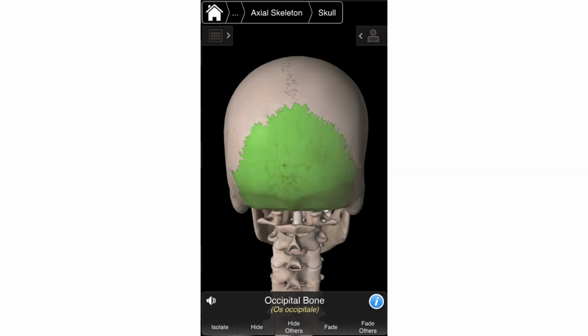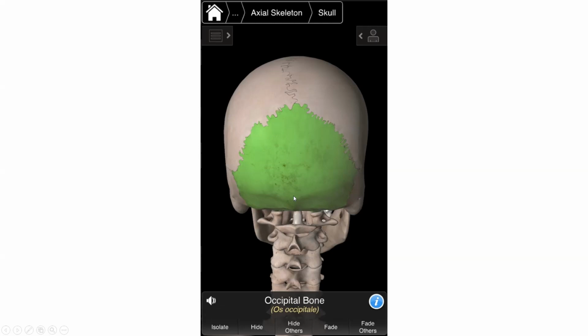And then we'll switch to the posterior aspect of the skull. So then the occipital bone is back here. In the occipital bone, there's typically a pretty big knob, and the skulls in class have this too. You can feel that at the base of your skull, so it's a pretty obvious little knob right there.